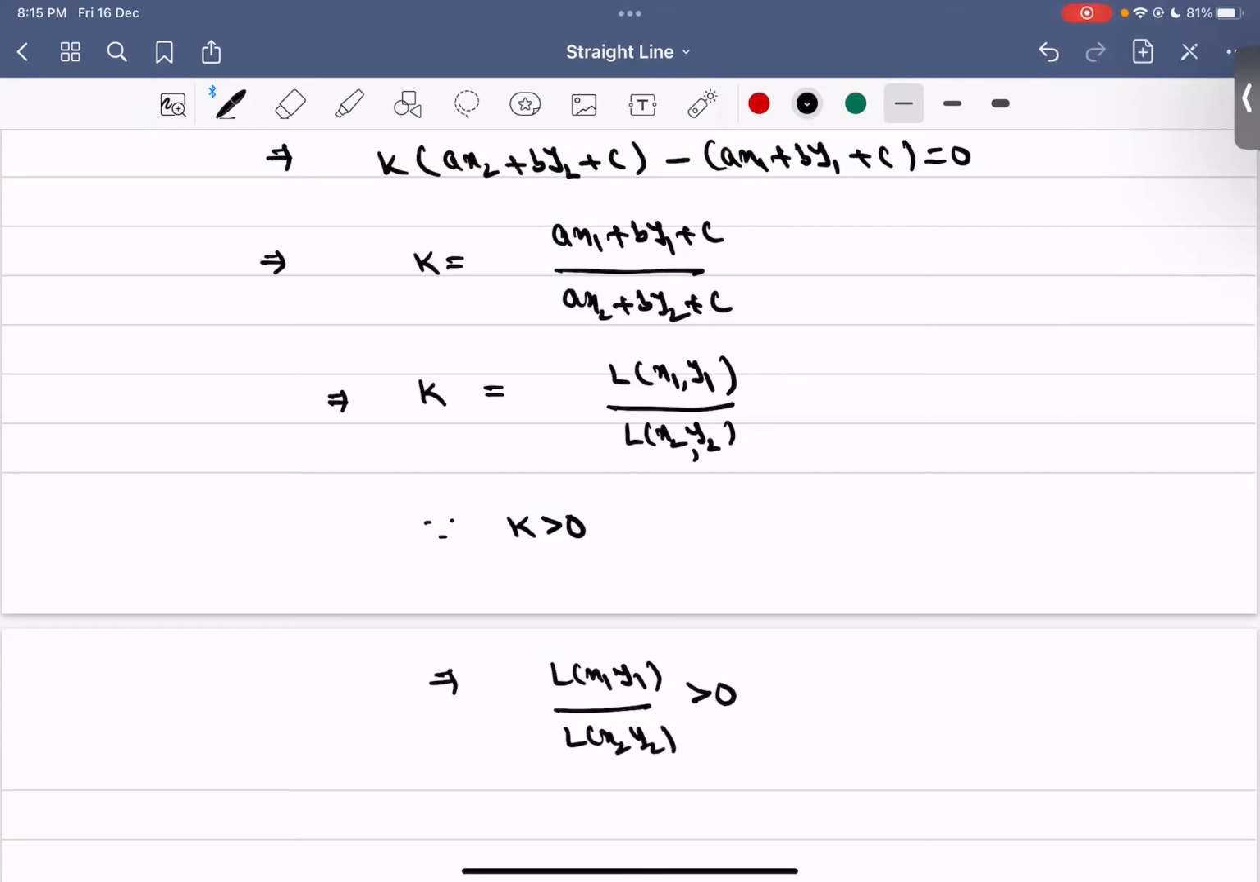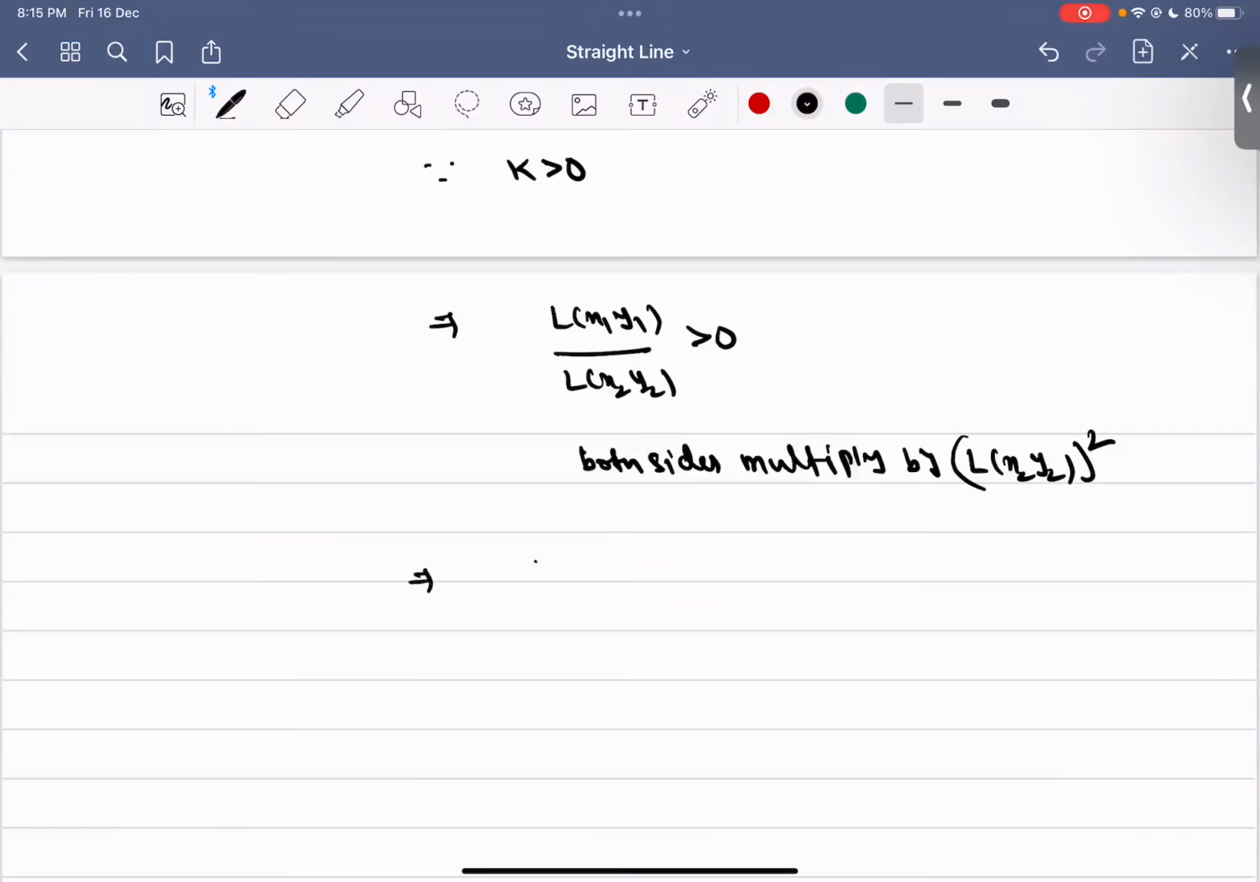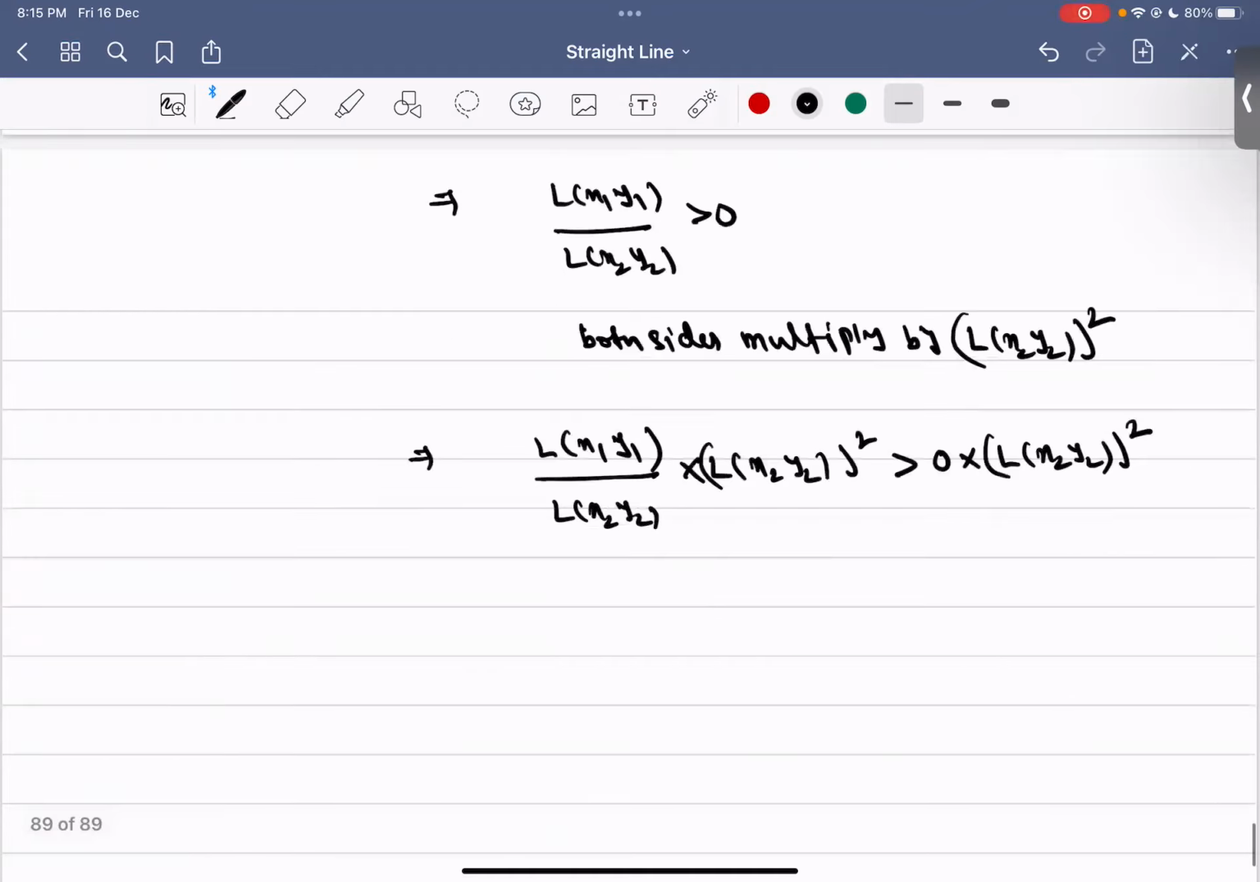So L of x1 y1, L of x2 y2 positive. Therefore, now what you do is you multiply this with both sides by L of x2 y2 whole square. So we are multiplying with a positive quantity, therefore inequality remains same. L of x1 y1 by L of x2 y2, you multiply with L of x2 y2 whole square both sides, because we are multiplying with positive quantity, therefore inequality remains same. If you multiply with negative quantity, inequality alters, changes.